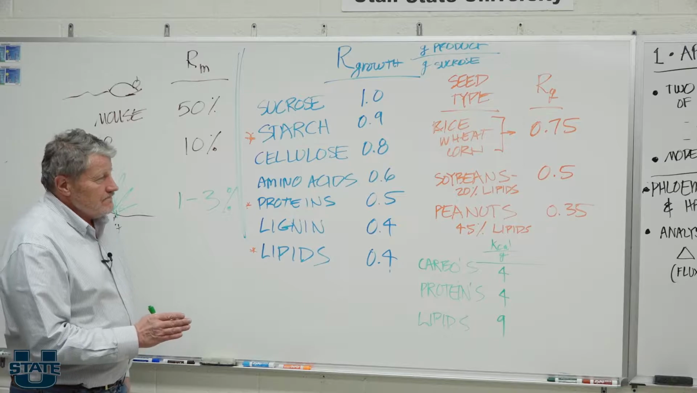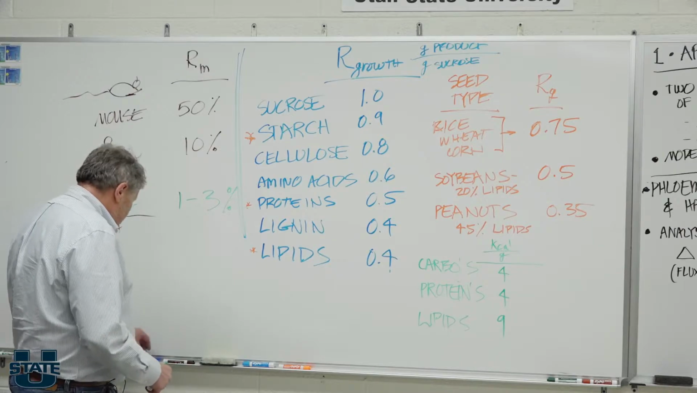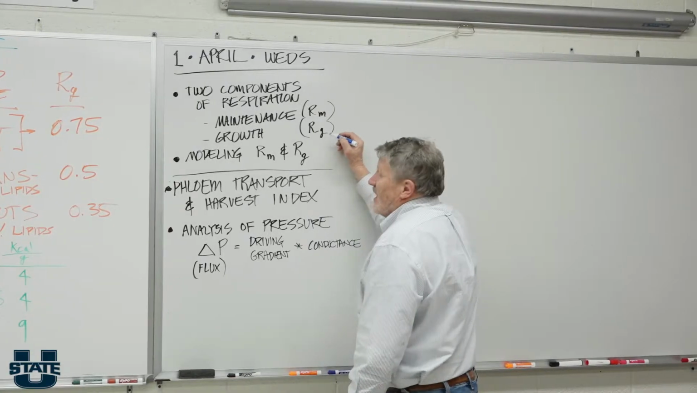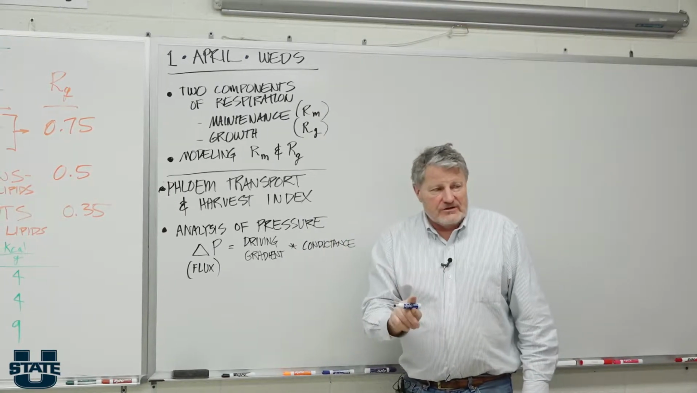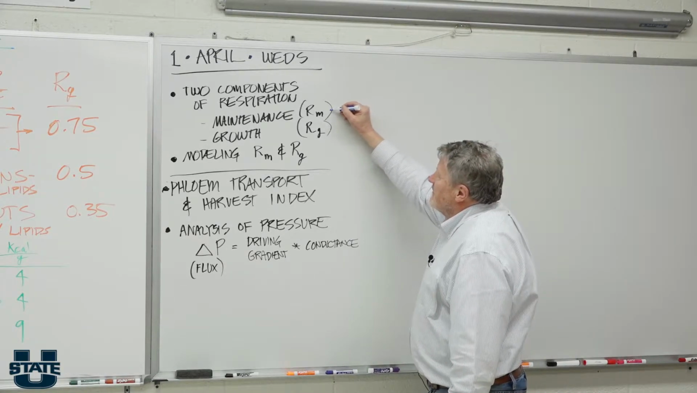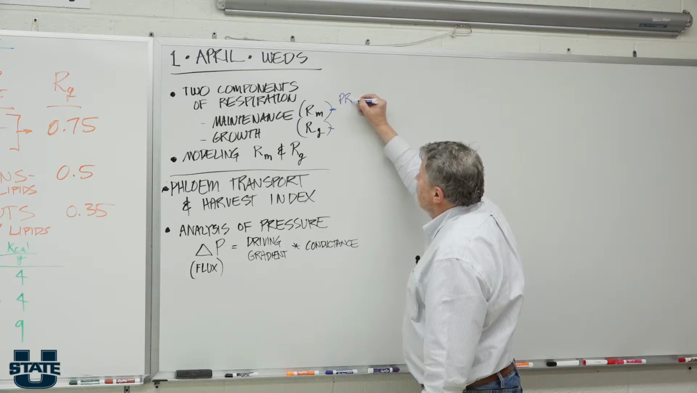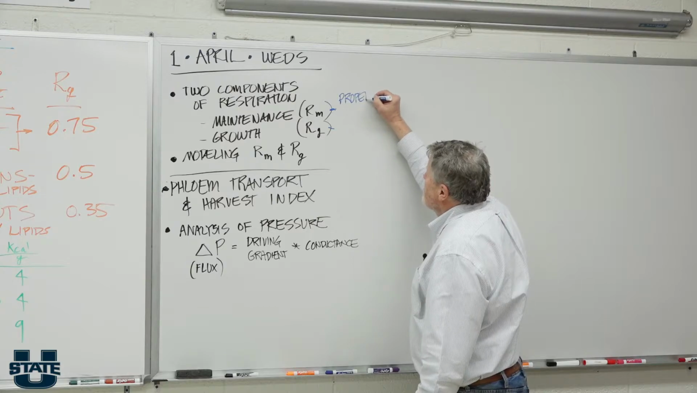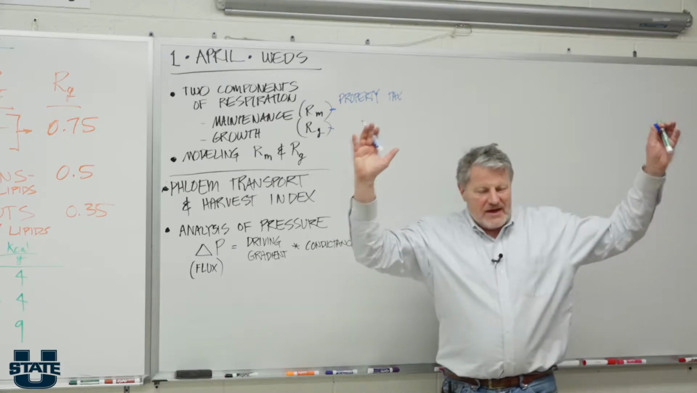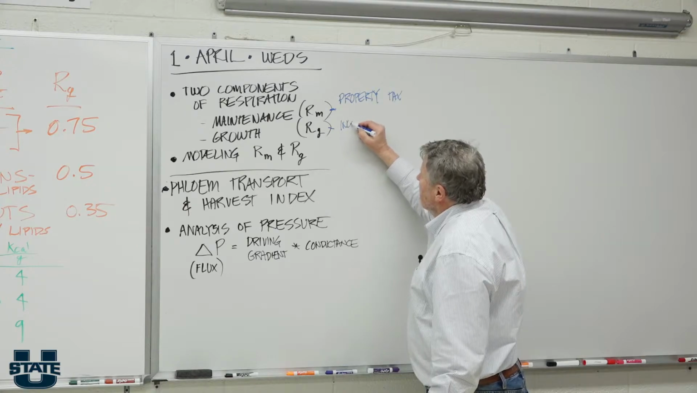Now, when we model this, we can take this back to relative growth rates. Maintenance respiration and growth respiration are both like a tax. This maintenance respiration is like a property tax, you pay it on what you have. If you own a big house, you pay a lot of real estate taxes. Growth respiration is like an income tax.